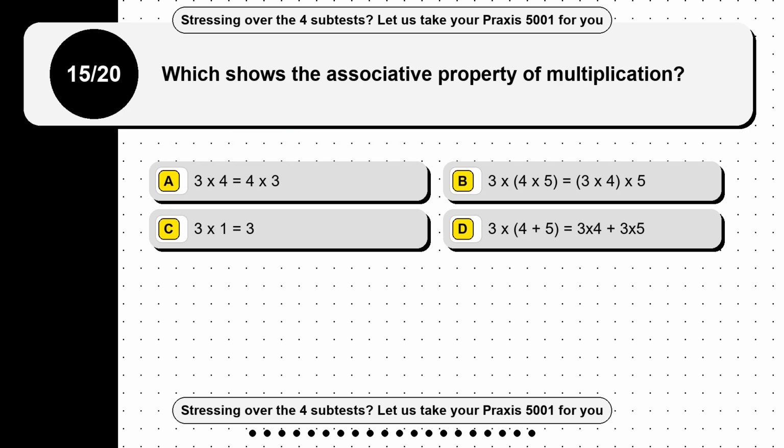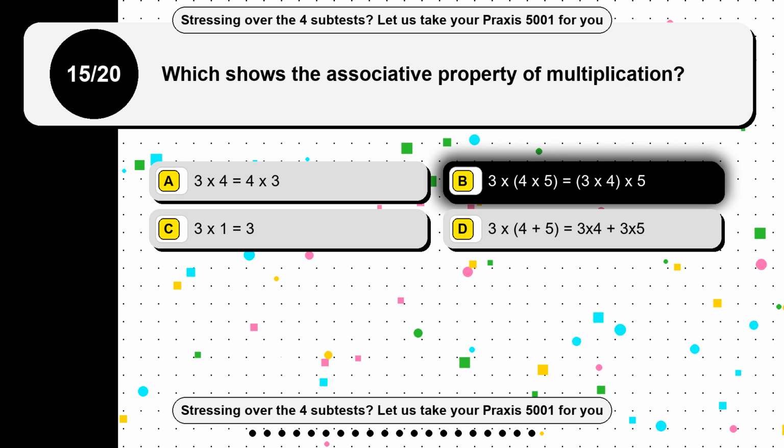Question 15. Which shows the associative property of multiplication? Option A, 3x4 equals 4x3. Option B, 3x(4x5) equals (3x4)x5. Option C, 3x1 equals 3. Option D, 3x(4 plus 5) equals 3x4 plus 3x5. The correct answer is option B, 3x(4x5) equals (3x4)x5.